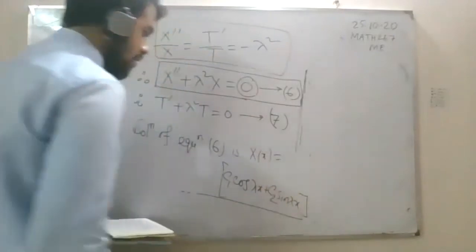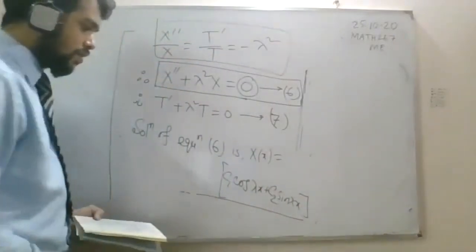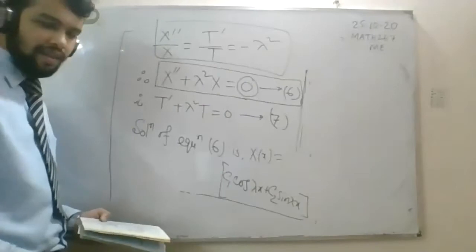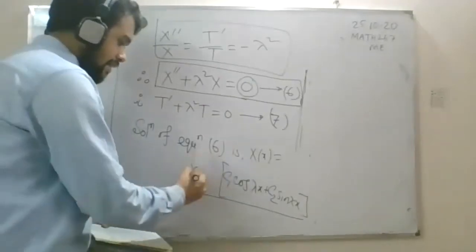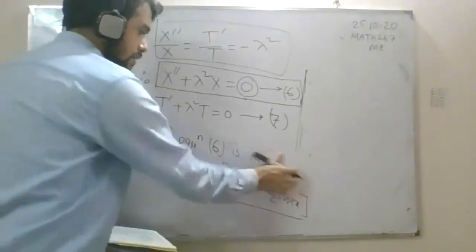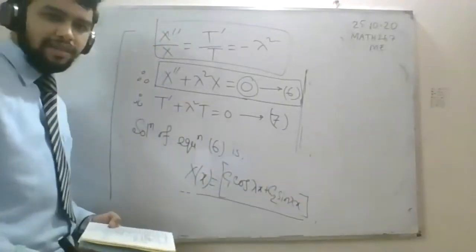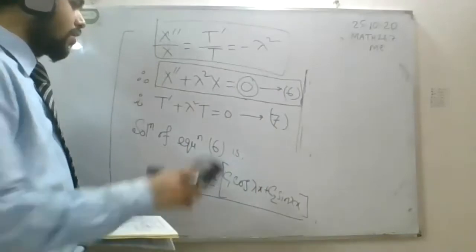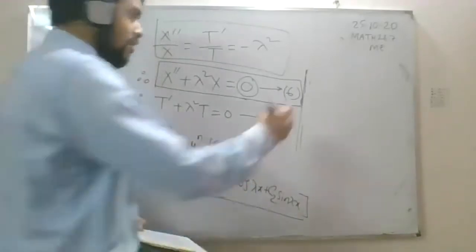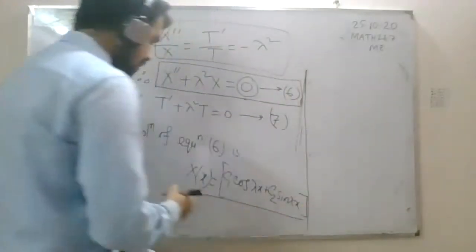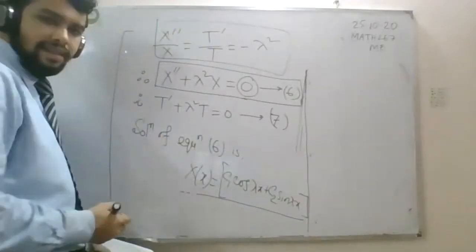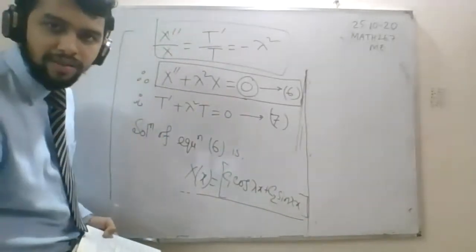Let here X(x) equal c1 cos lambda x plus c2 sin lambda x. Okay, this is the solution of equation 6. Now for the solution of equation 7.